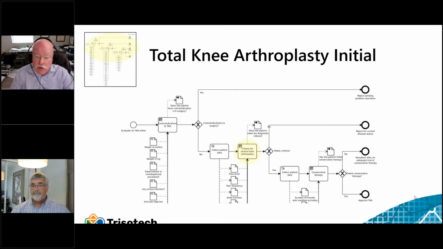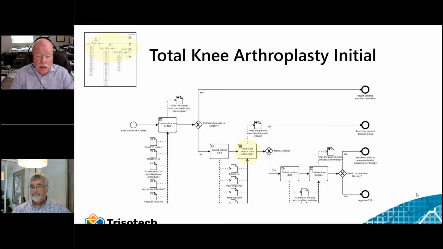If they do, then they go to the third decision, which is, has conservative therapy been tried and has it failed? Usually there's a time limit on the types of therapy that are stipulated, and usually it's around 6 months, maybe a little bit longer, but you usually try physical therapy, medication, or modified activities in the case of a total knee replacement. If they have gone through this sequence and have failed to gain an acceptable outcome, then they're approved for the total knee procedure.